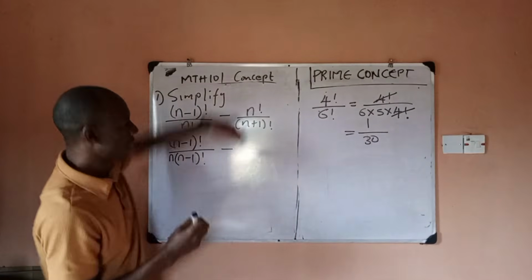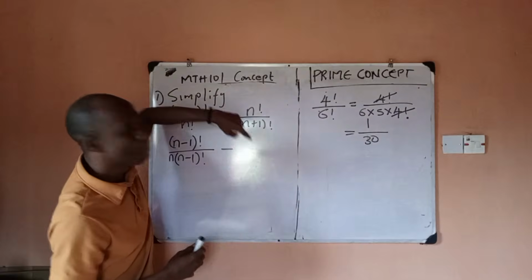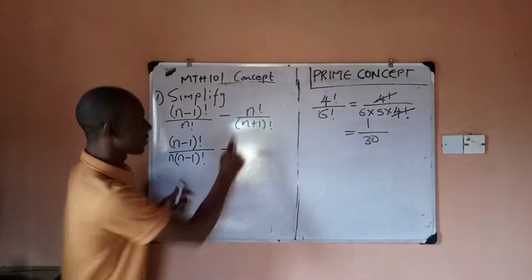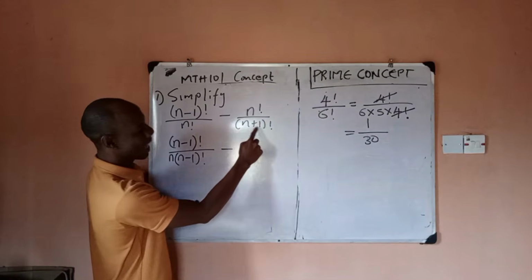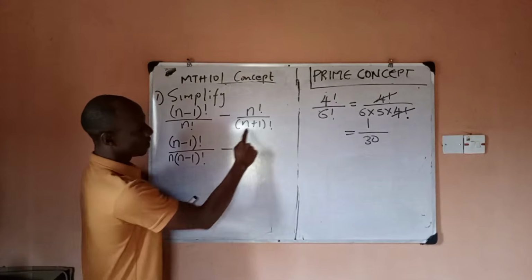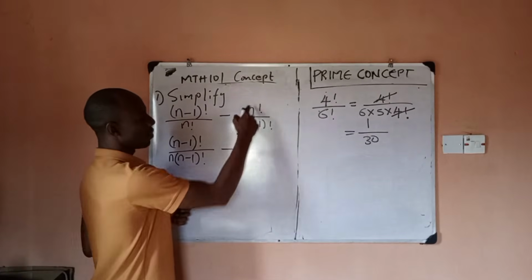Now let's check again. Between n and n plus 1, which one is bigger? Of course, you are correct. n plus 1 is bigger. Imagine you are adding 1 to something, but this one you didn't add anything. This is bigger. So it means I'll be expanding the (n plus 1) one. So I'll leave the upper one the way it is.